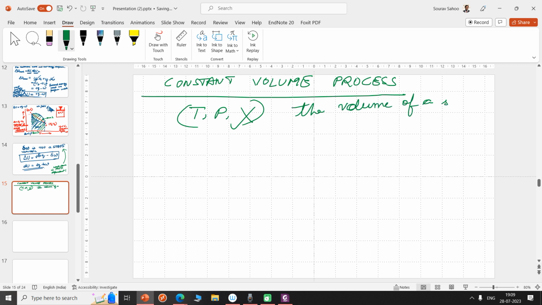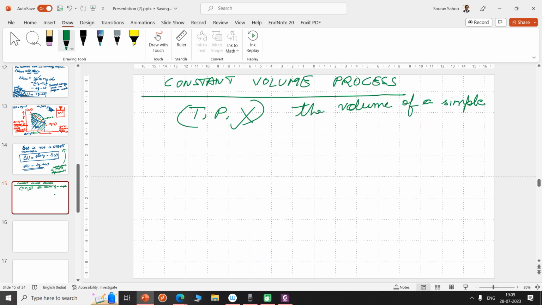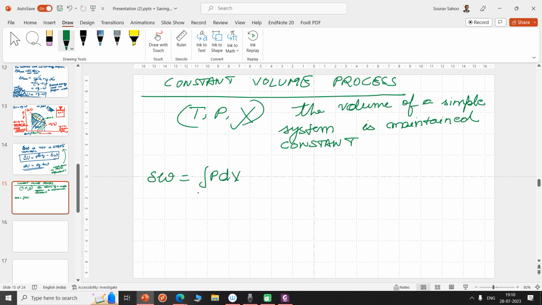of a simple system is maintained constant. Now, for a simple system, you can consider the example that I have shown earlier, that's an ideal gas in a piston. So the volume of a system is maintained constant. As we have seen, the definition of work is the integral of P dV from V1 to V2, and since the volume is constant, it's 0.